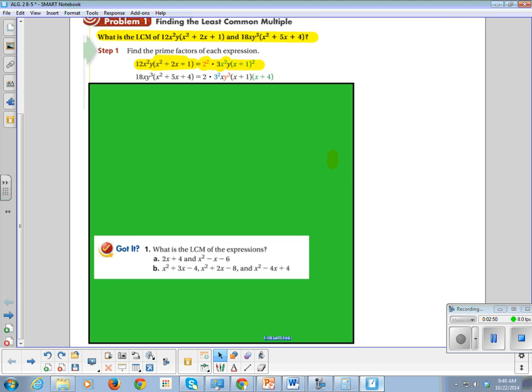18xy cubed times x squared plus 5x plus 4 factors into, well, 18 breaks down into 2 times 3 squared, because 18 is 2 times 9. And we've got x y to the third, so write all that down. And then x squared plus 5x plus 4 breaks down into x plus 1 times x plus 4.